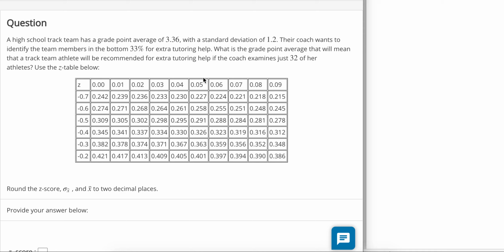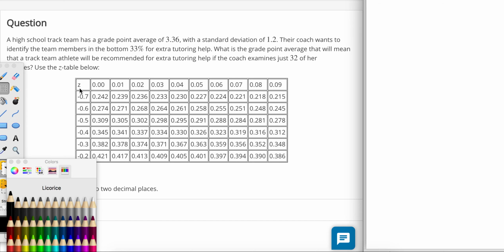Okay, the high school track team has a grade point average of 3.36. A key part here is that the coach wants to identify the team members in the bottom 33%. What that means is we have to find the z-score that represents the 33rd percentile.